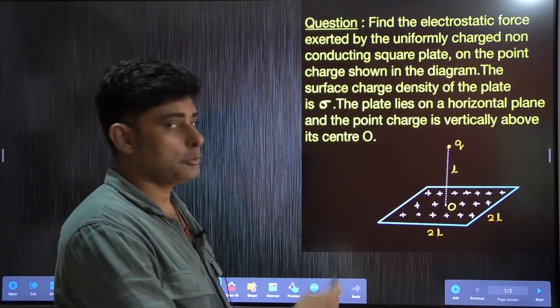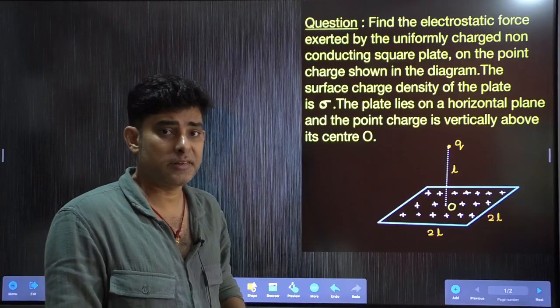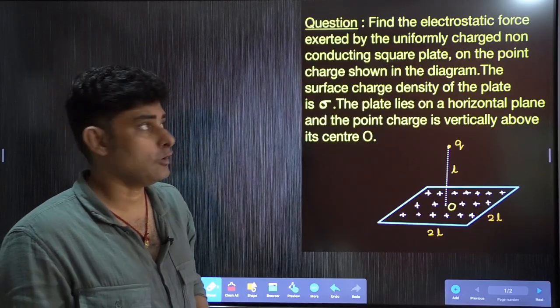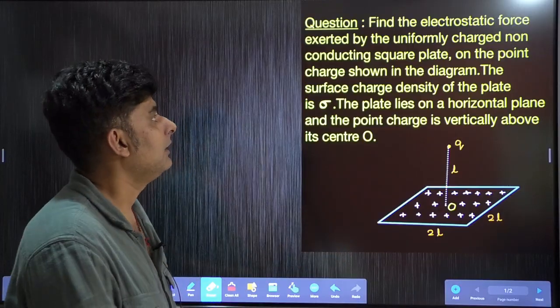Hello everyone. So today we are going to discuss yet another interesting question. Now this time it is based on the application of Gauss law. Why I am saying this is an application of Gauss law, you will quickly understand.